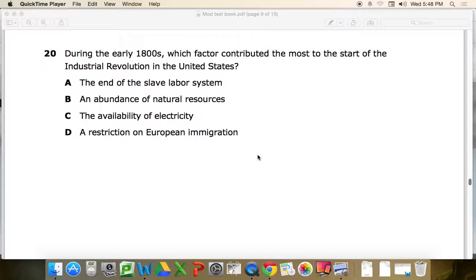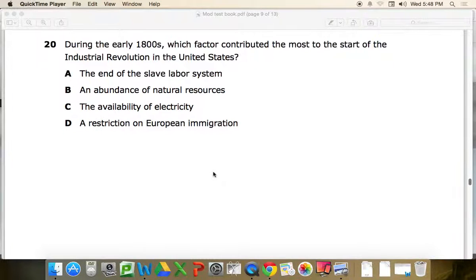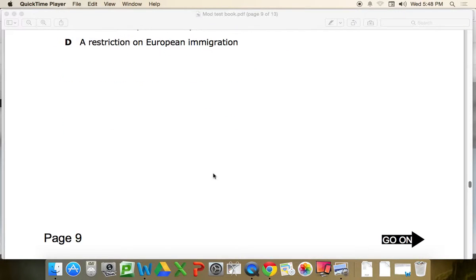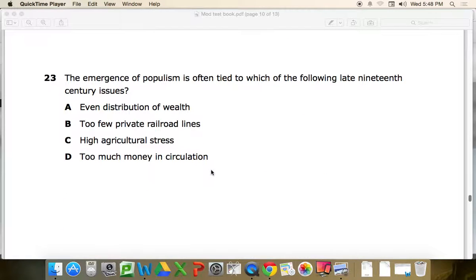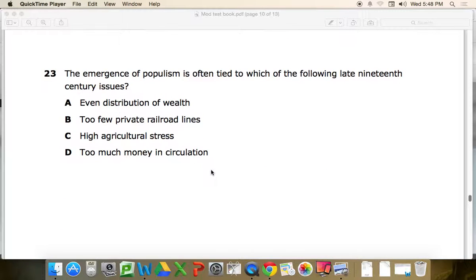And the end of the slave labor system happens, that isn't necessarily a contributing factor to the Industrial Revolution, except, of course, that the slavery issue is no longer around. So I think you might have overthought on that question. That could be a little bit tricky. So 23 is the next one. This is another 4-answer choice one.